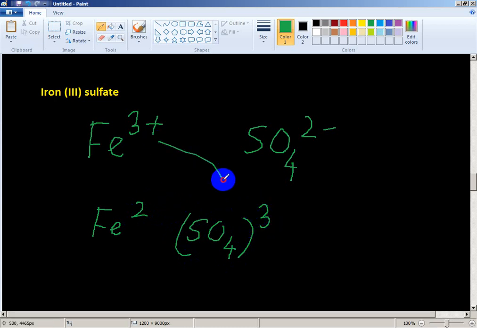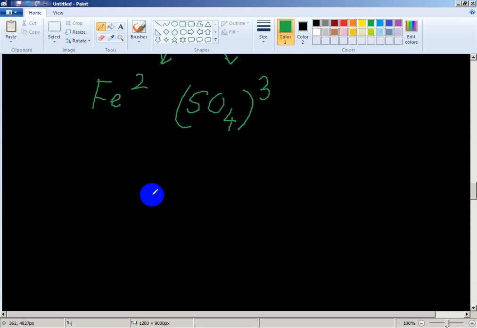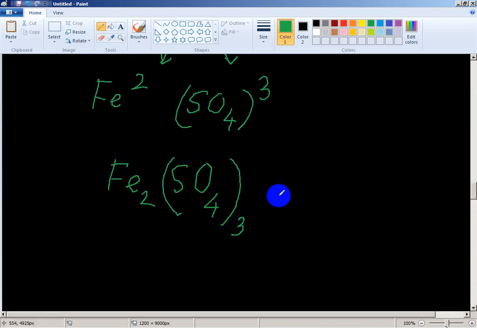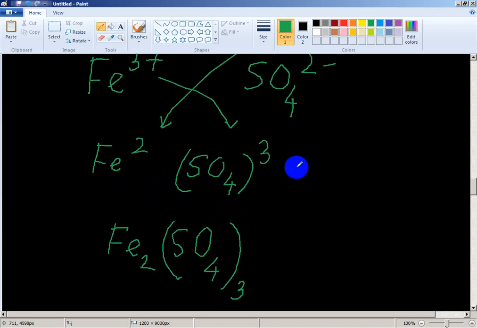So this is swap, and this thing swap. Now I drop these things. Drop. Now Fe2 drop, and sulfate, these things drop 3. So this is the formula of iron 3 sulfate. Okay.